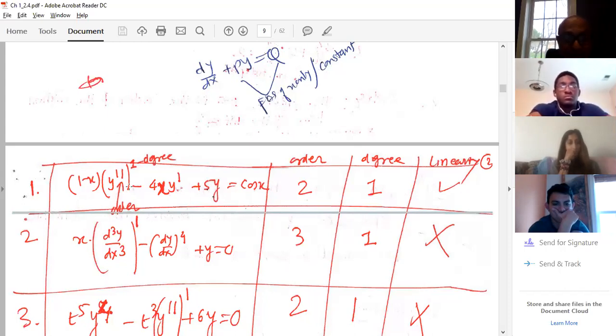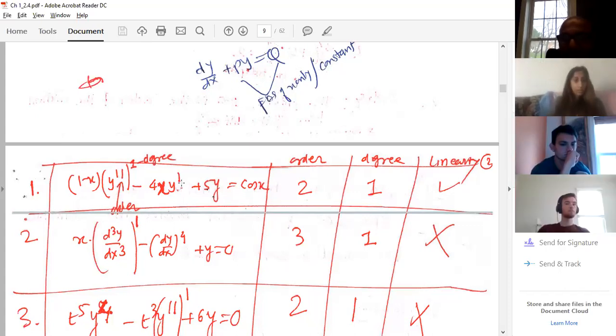Anyway, first one: (1 - x)y'' - 4xy' + 5y = cos x. What is the order? Don't look at the answer, guys. Be honest with yourself. The highest derivative is 2. Here it is 1, and here nothing is mentioned, so the highest derivative is 2. And what is the power of the highest derivative? It's 1. So the order is 2 and the degree is 1. Agree?